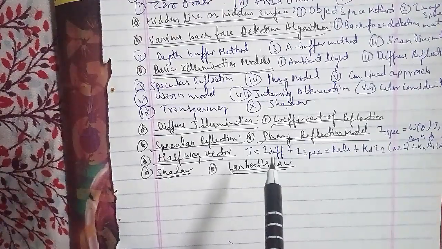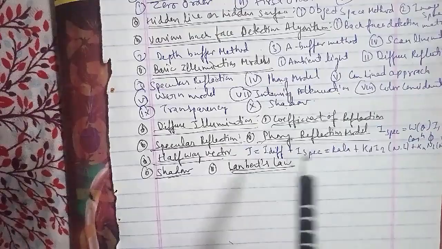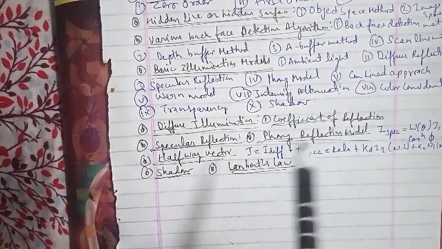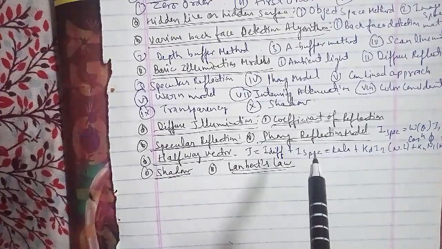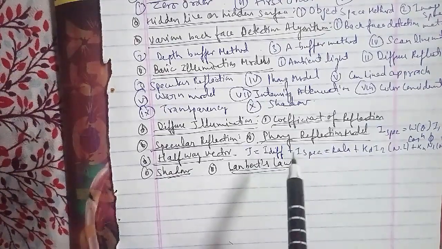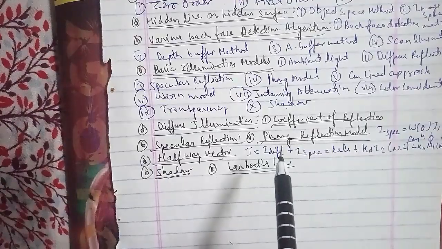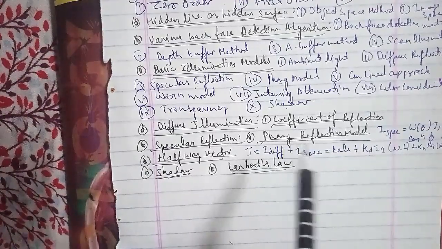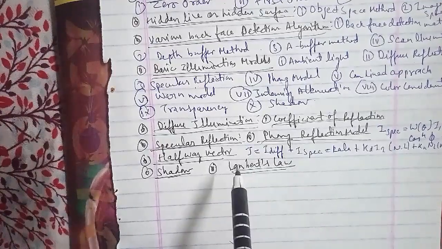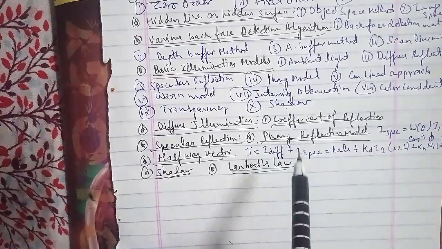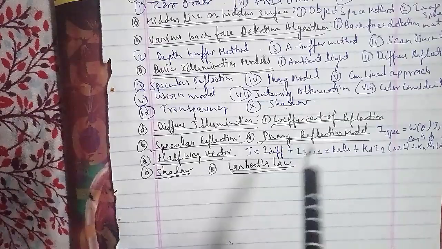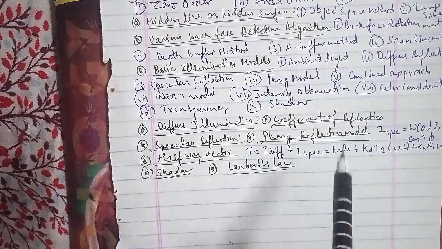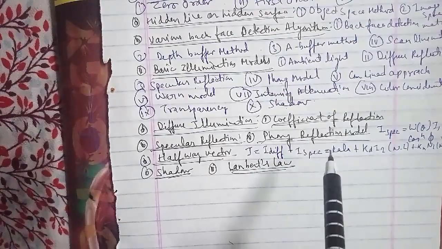The next question: a spline curve is specified by giving a set of coordinate positions called dash. The answer is control points. A spline curve is specified by giving a set of coordinate positions called control points. The other question: the blending functions of Bézier curves are dash. The answer is Bernstein polynomial. So the blending functions of Bézier curves are Bernstein polynomials.